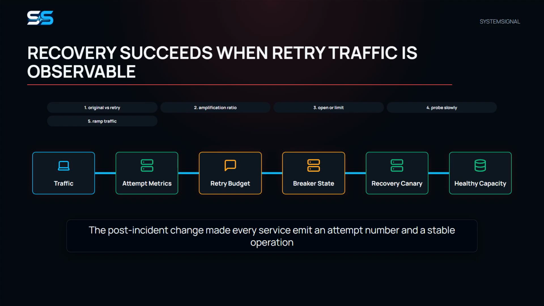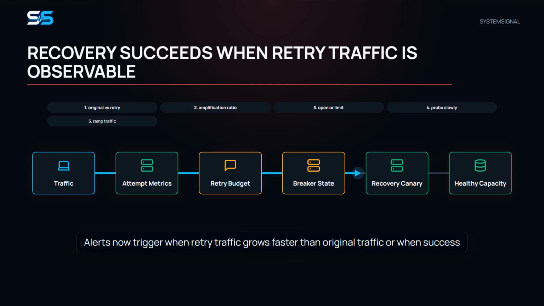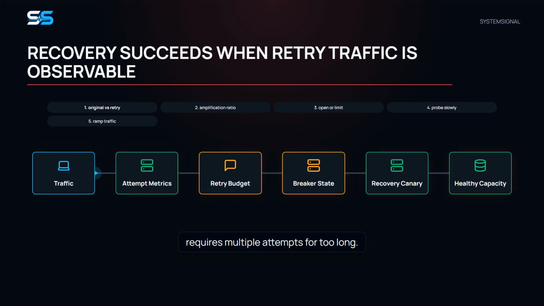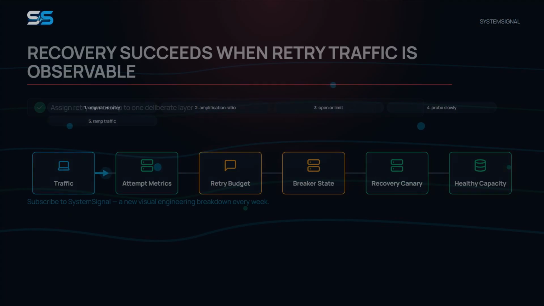The post-incident change made every service emit an attempt number and a stable operation identifier. Alerts now trigger when retry traffic grows faster than original traffic, or when success requires multiple attempts for too long. Reliability improved because the system could see the feedback loop before customers could.